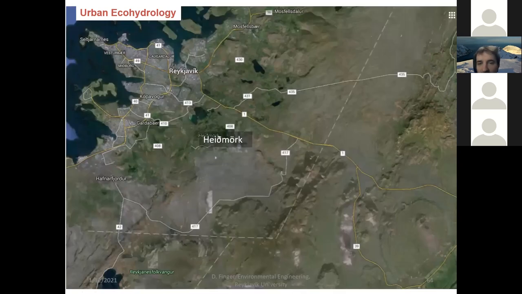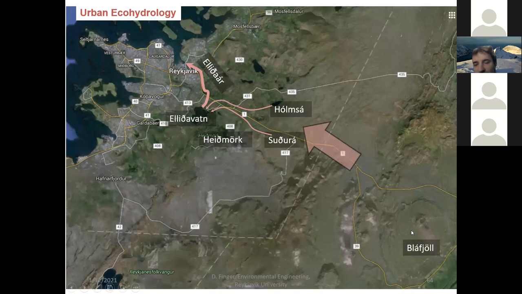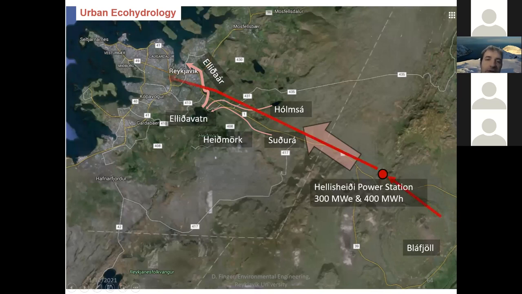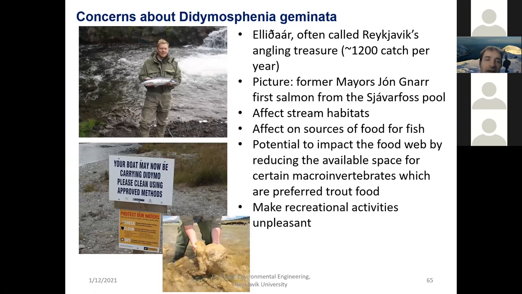And if you look at the map of it, you have Blaufjöttl, the big mountains where the skiing resort is just outside Reykjavik, where most of the precipitation happens. The meltwater from the Blue Mountains flows down through Holmsau-Süderau into Etlidauer-Watten and then through Etlidauer-Thaler. And what we have been investigating here is the spreading of Dittimo. Dittimo is actually an invasive species that has been spreading into Etlidauer.